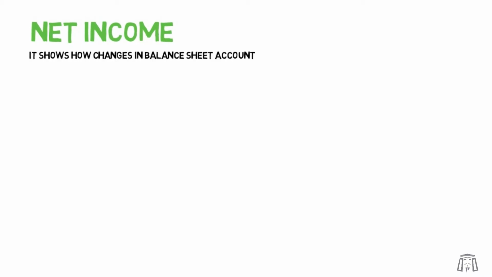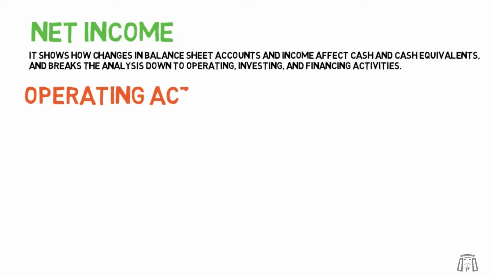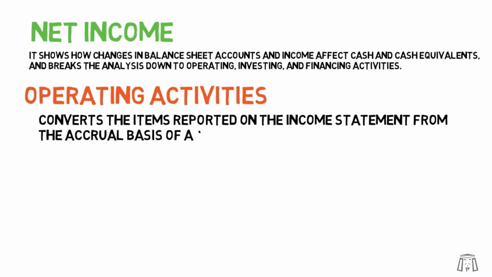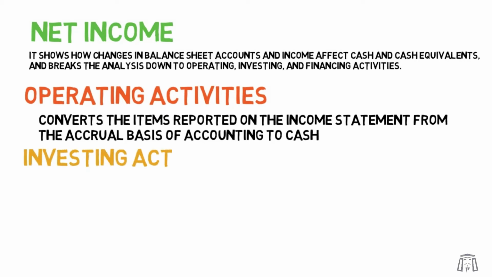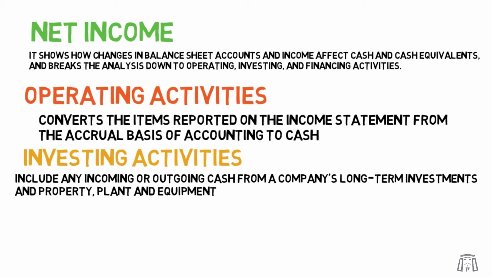It shows how changes in balance sheet accounts and income affect cash and cash equivalents, and breaks the analysis down to operating, investing, and financing activities. Operating activities converts the items reported on the income statement from the accrual basis of accounting to cash. Investing activities. These include any incoming or outgoing cash from a company's long-term investments and property, plant, and equipment. Financing activities.